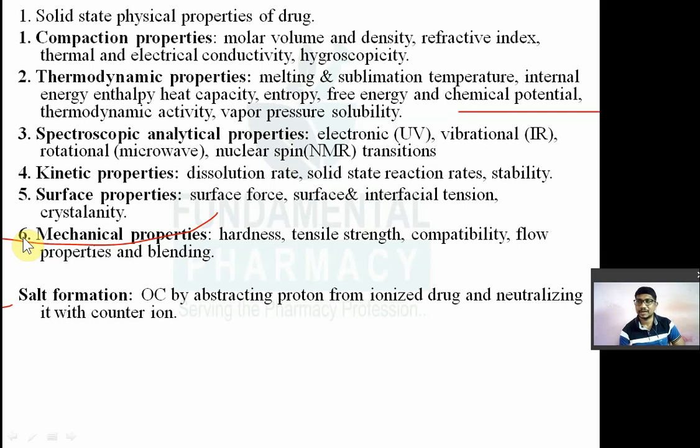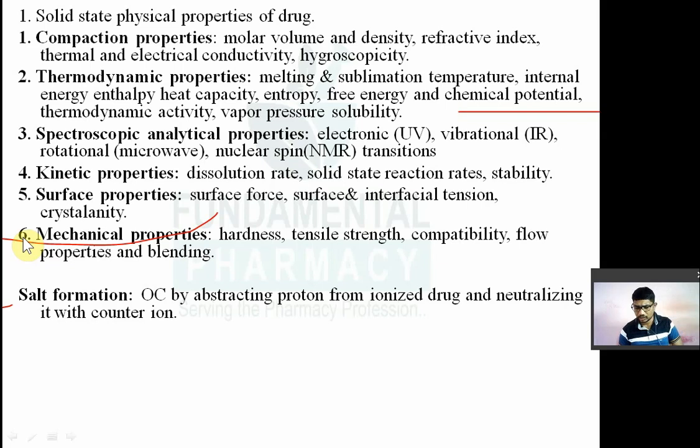For example, ephedrine hydrochloride. So what is ephedrine? Ephedrine is an alkaloid. It has a secondary nitrogen. So withdraw that proton from that nitrogen and neutralize that reactive species with the HCl. So ephedrine hydrochloride will be a salt. Okay, because you know that the salt form of a drug will have good water solubility.